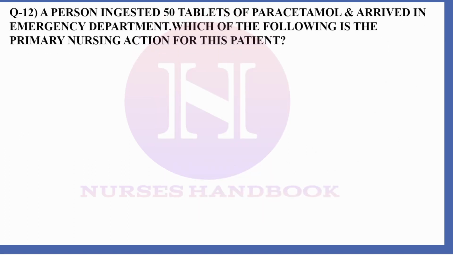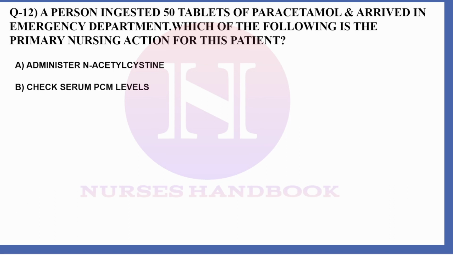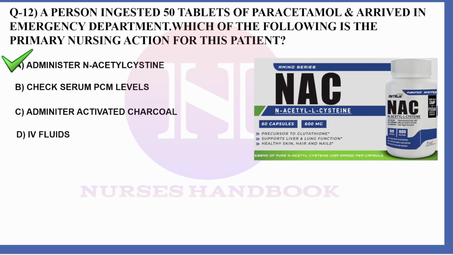Question number 12. A person ingested 50 tablets of paracetamol and arrived in the emergency department. Which of the following is the primary nursing action for this patient? Option A, administer N-acetylcysteine. Option B, check serum PCM levels. Option C, administer activated charcoal. And option D, IV fluids. And the correct answer is option A, administer N-acetylcysteine, as N-acetylcysteine is the antidote for paracetamol poisoning.